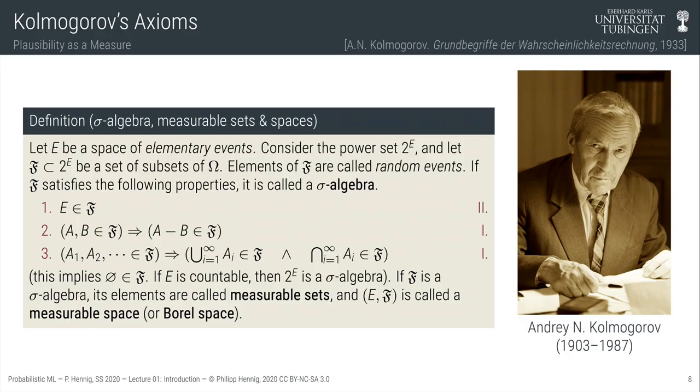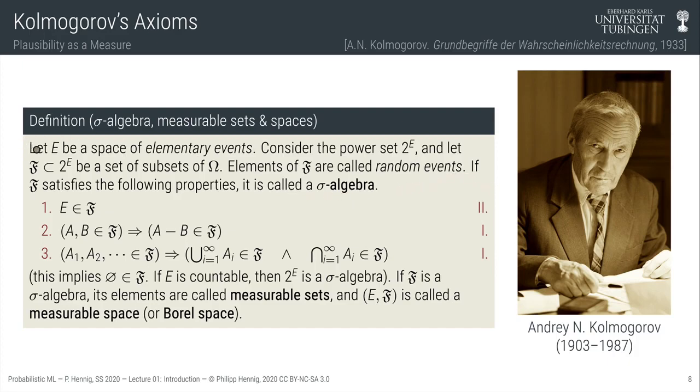So if we first start with our wheel. The wheel is again called E. It's the space of elementary events. Now let's consider, for this definition, the power set of E. That's the set of all subsets of E. And consider a subset of that power set. We call this Fraktur F. These events are called random events. So far, so good. That's exactly the same as for Kolmogorov.